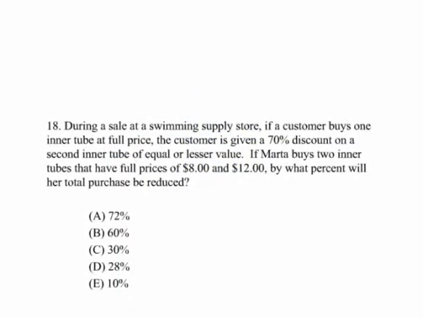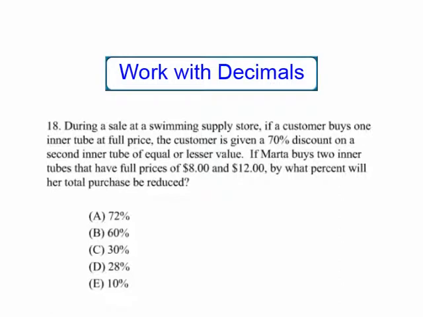This is a pretty tough percentage problem until you realize you just work with it on a percentage basis using decimals. In this case, if a customer buys an inner tube at full price, they get a 70% discount on the second tube. She buys 2 inner tubes that have full prices of $8 and $12. By what percent will her total purchase be reduced? Remember, 100% is simply 1.00.